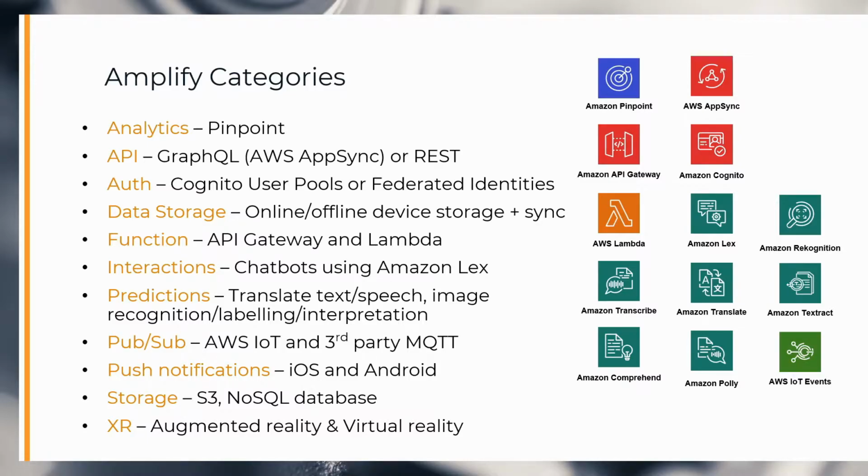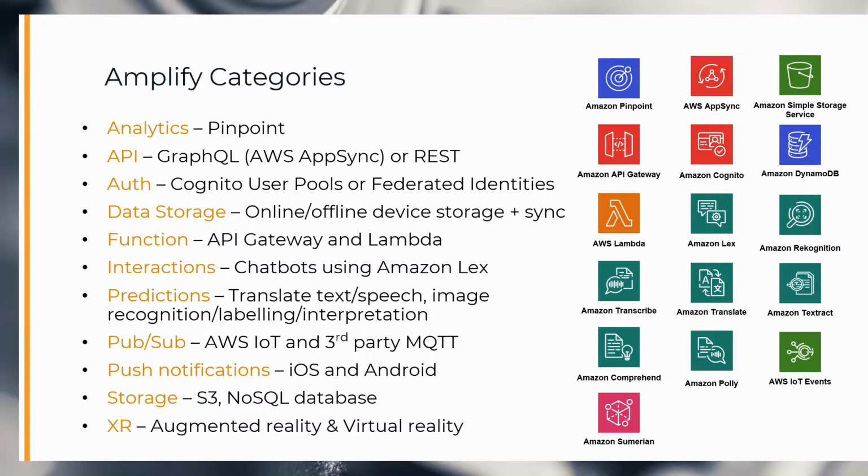On the PubSub category, we can leverage the AWS IoT high volume eventing service. On push notifications, we can again use iOS and Android services through Pinpoint. Storage uses S3 backend storage and DynamoDB, so it provides a whole bunch of libraries that makes accessing those two services a match. And lastly, around augmented reality and virtual reality, we can use the Amazon Sumerian service as well, which makes that available.